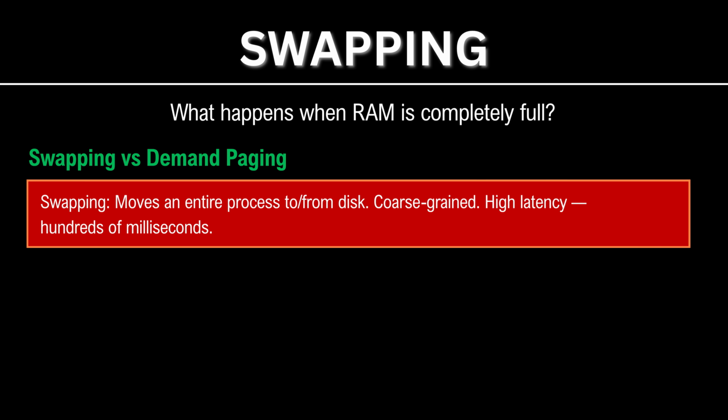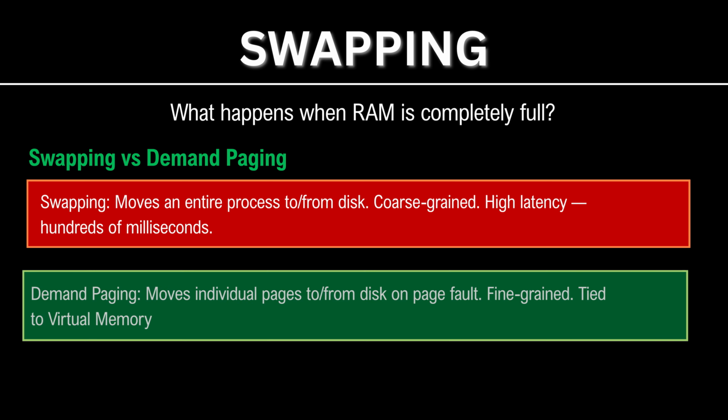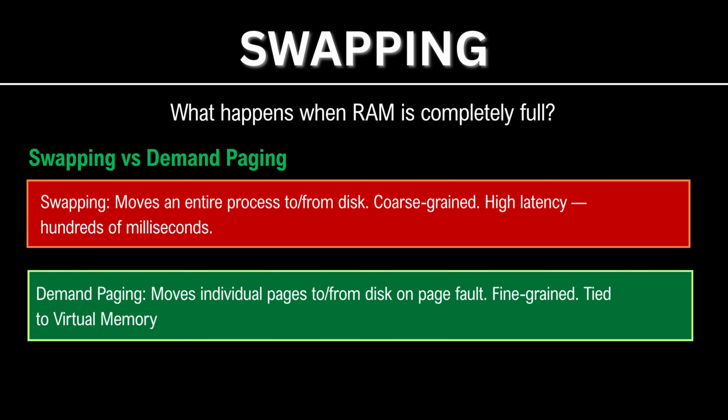It's important not to confuse swapping with demand paging. Swapping moves an entire process to disk. It is coarse-grained and high latency, whereas demand paging moves individual pages on a page fault. It is more fine-grained and low latency. Modern operating systems lean heavily on demand paging and treat whole process swapping as an emergency measure.